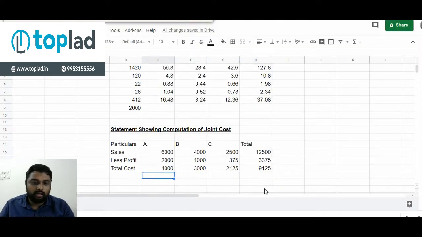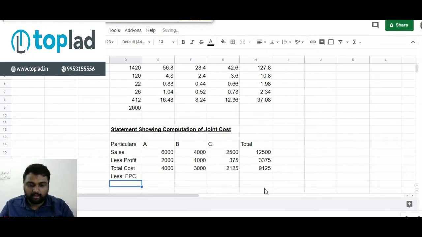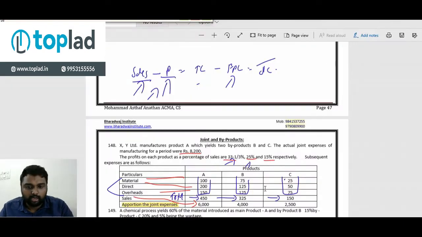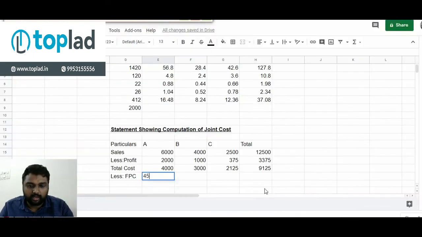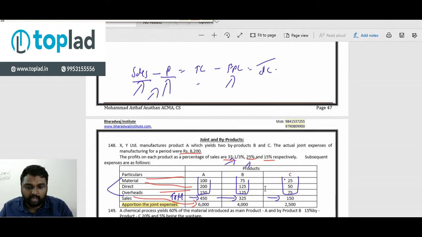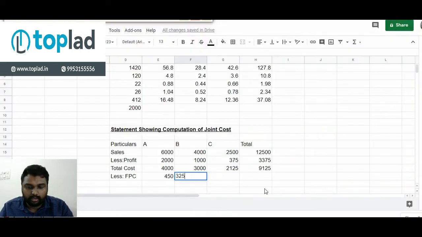Now what we have to do? Less further process cost. What is the further process cost? The question itself has given the total. First product 450, second product 325, third product 150.